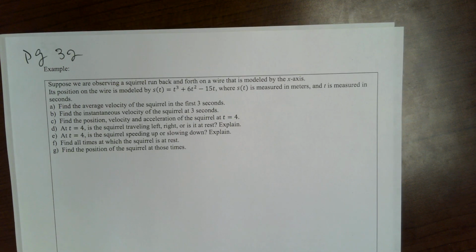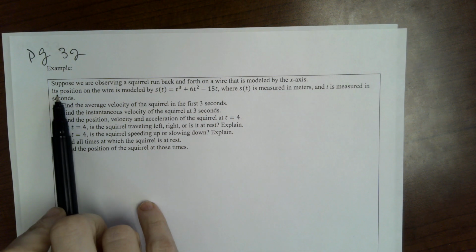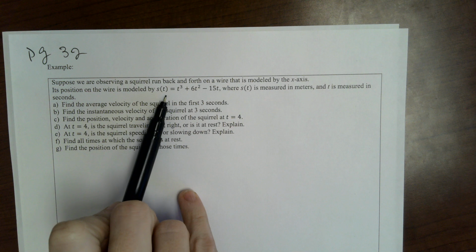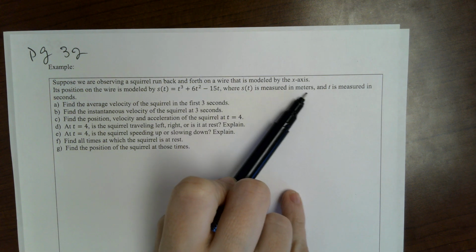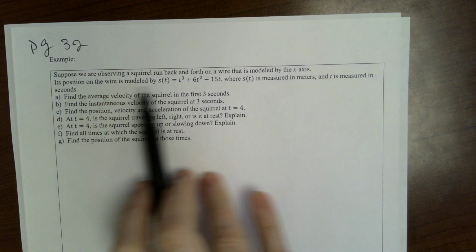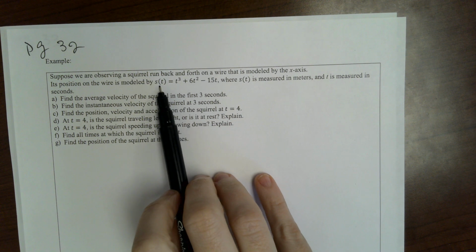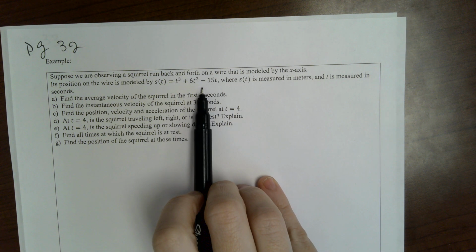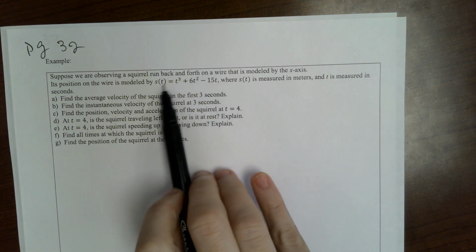Okay, let's do this problem. Suppose we are observing a squirrel run back and forth on a wire that is modeled by the x-axis. Its position on the wire is modeled by S of t, which is equal to this, where S of t is measured in meters and t is measured in seconds. Whenever you're dealing with particle motion, and by the way, they didn't say that this was differentiable, but we know that it is. It's actually twice differentiable. This is a polynomial, so we can just keep taking the derivative.